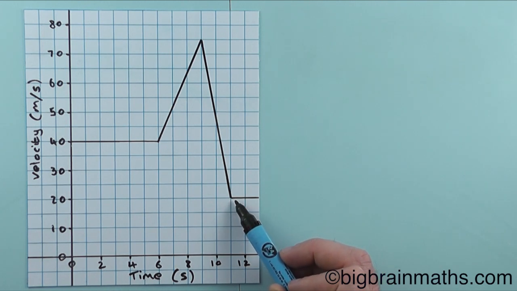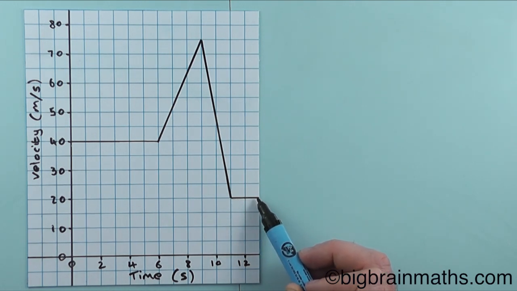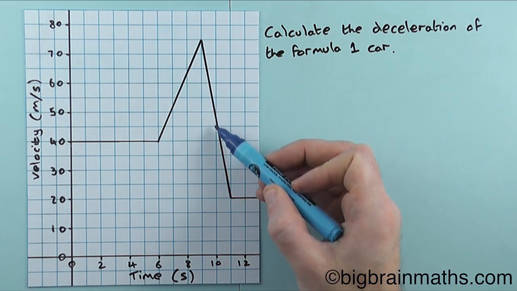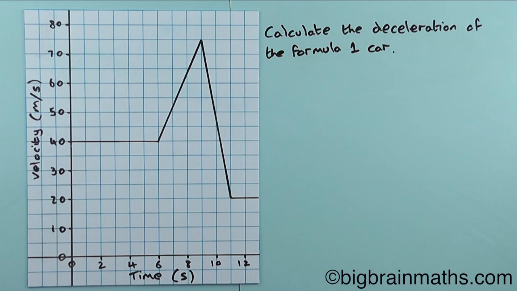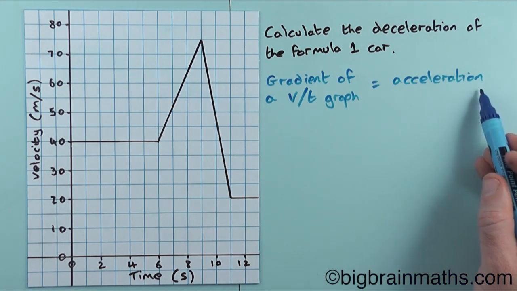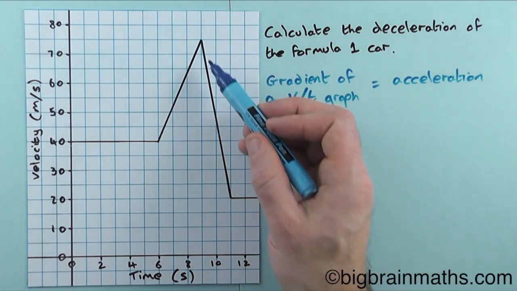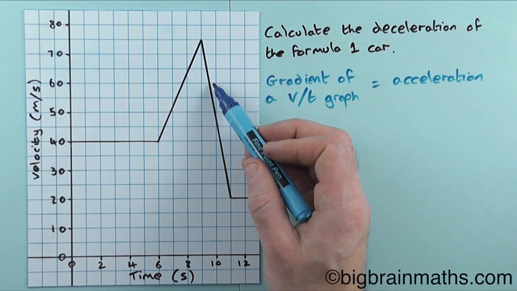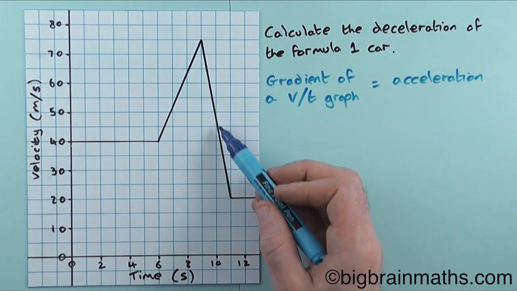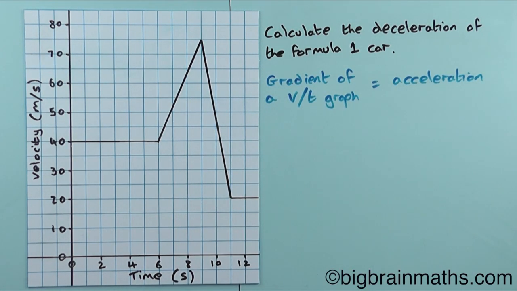Then the car travelled at a constant velocity of 20 meters per second. Now in this question, we need to calculate the deceleration of the Formula One car, which is this part of the graph here, where the graph goes down. Now remember, the gradient of a velocity time graph is equal to the acceleration. So to calculate the deceleration, we need to work out the gradient of this section of the graph.